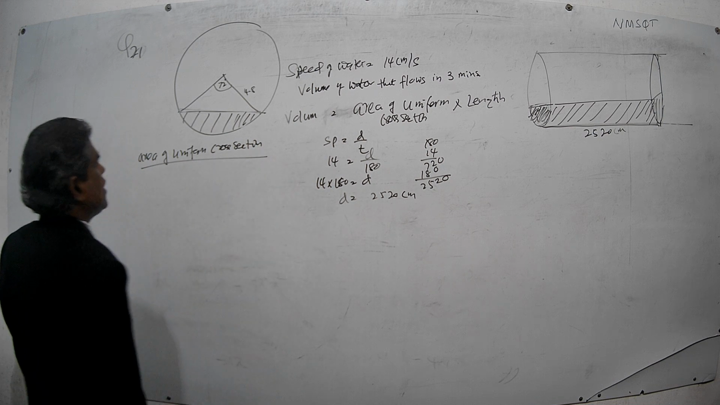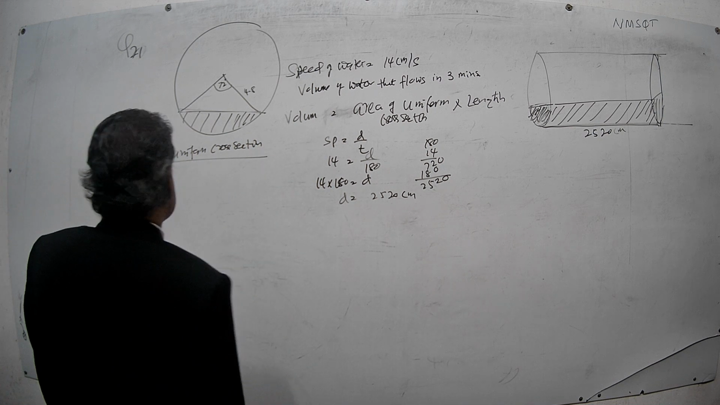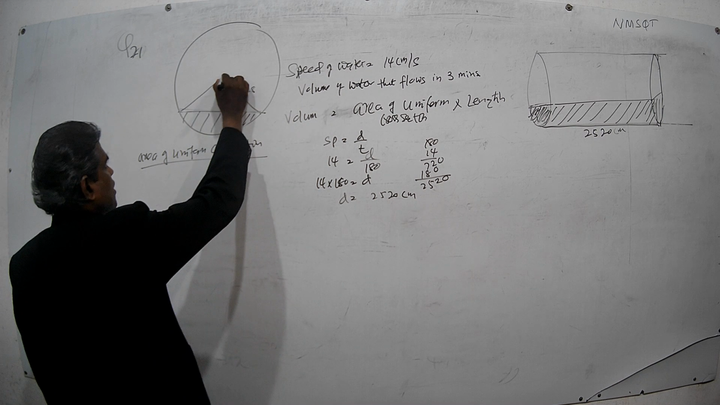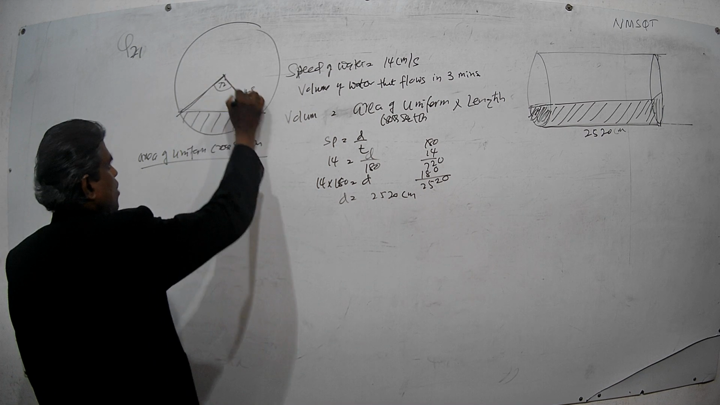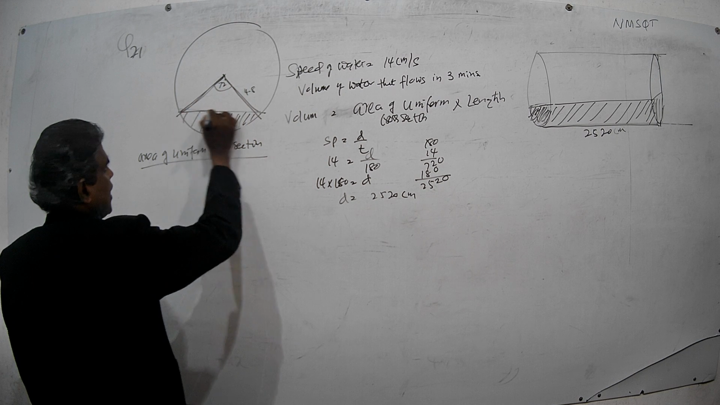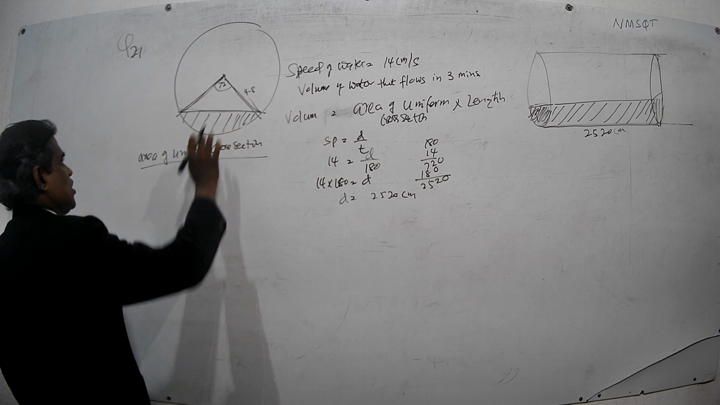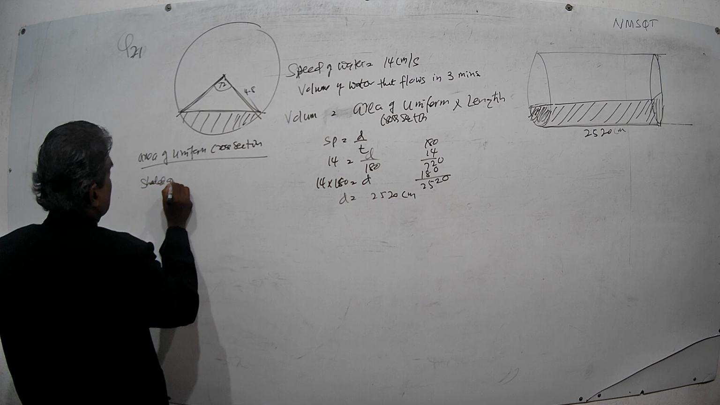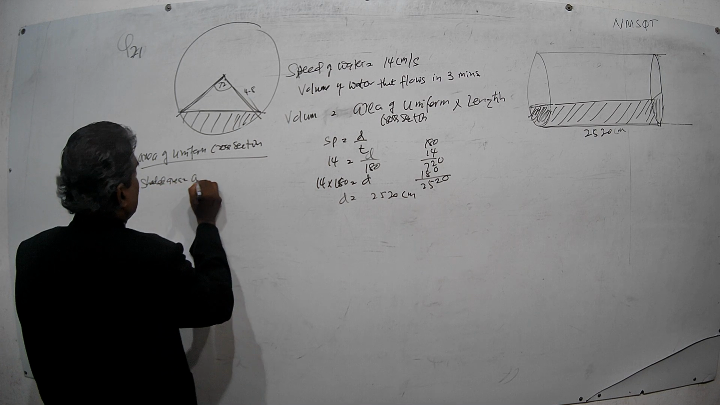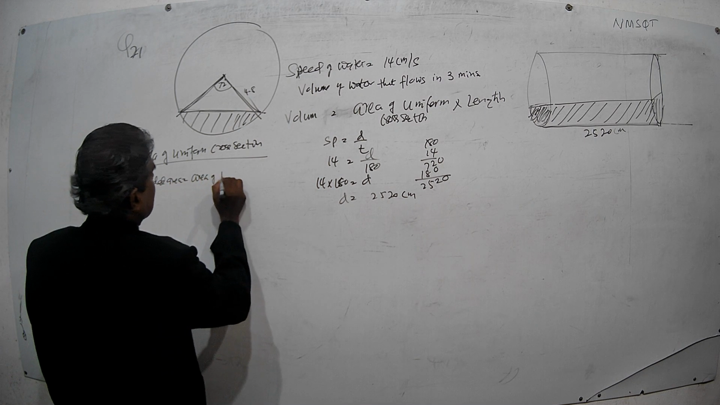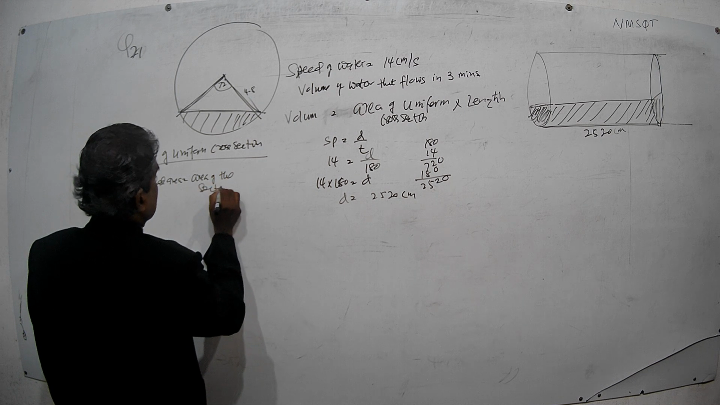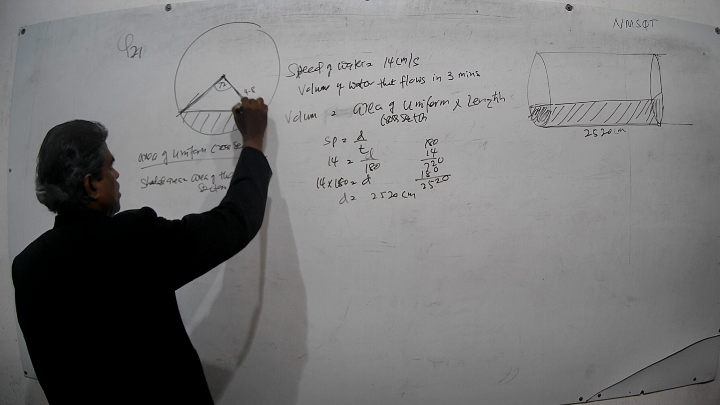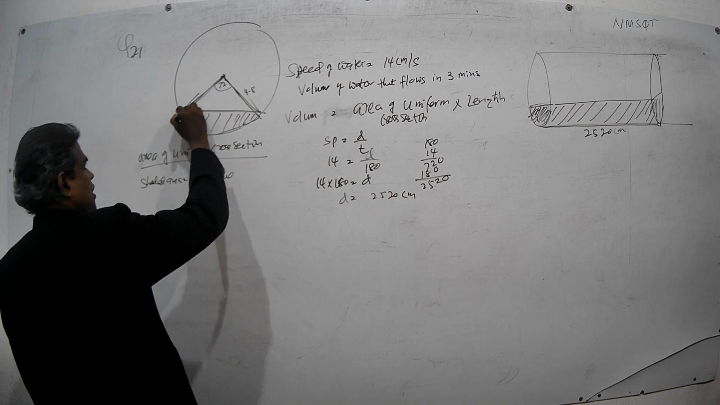Then you probably find this area. How do we find this area? We can find the area of this whole sector, and then find the area of this triangle and deduct it from the area of the sector. What is left is this one. Then write shaded area equals area of the sector. Sector means this one, part of this circular surface.